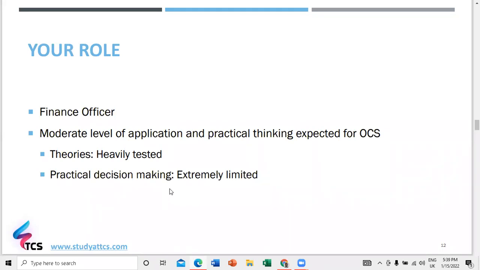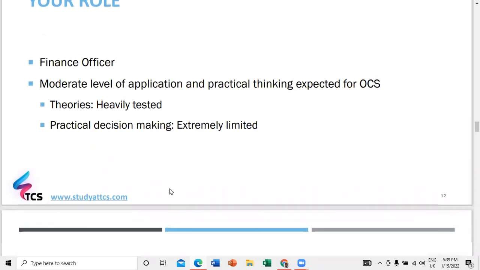Other than that, there's absolutely no recommendations. So you are not supposed to provide recommendations or be involved with long-term decision making. So you need to have a sound technical knowledge. That's exactly why I said E1, P1, and F1 areas are heavily tested. The theoretical components are heavily tested in your exam.